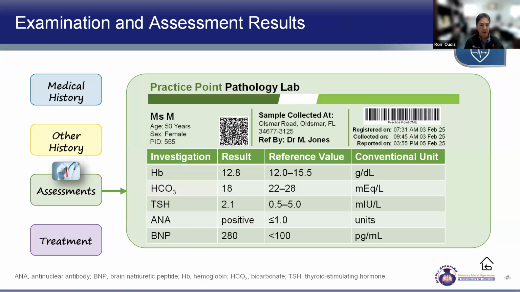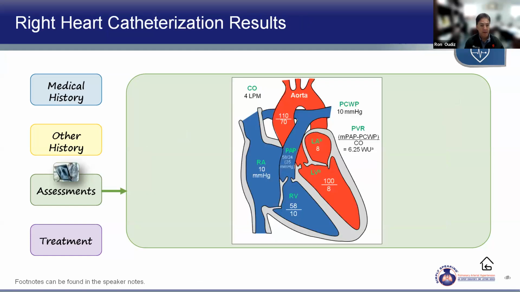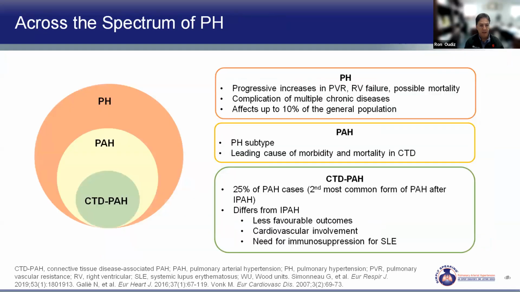These are some of the labs from the Practice Point Pathology Lab. You can see that her hemoglobin is 12.8, her bicarb is a little low, TSH is normal, ANA is positive, and her BNP is elevated at 280 with the reference being 100. She's appropriately immediately taken for right heart cath, where you see that her PA pressure mean is 35, her RA pressure is 10, her wedge pressure is 10, her cardiac output's 4. Plugging all that into the formula for PVR, she's at 6 Wood units, which is quite elevated. We use upper limit of normal now as less than 2 Wood units to define PAH.